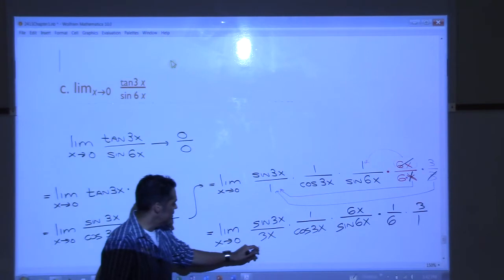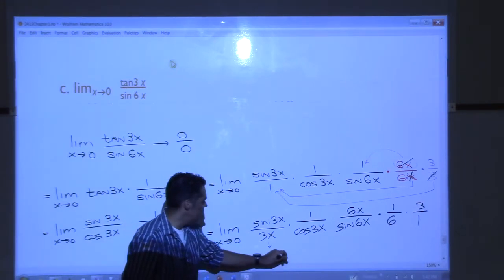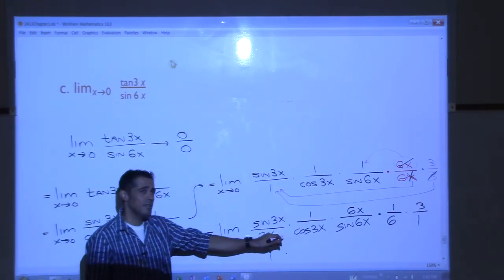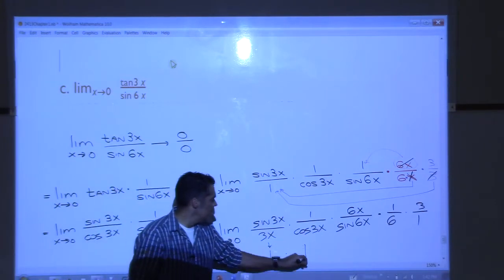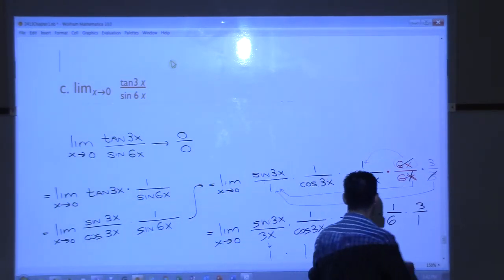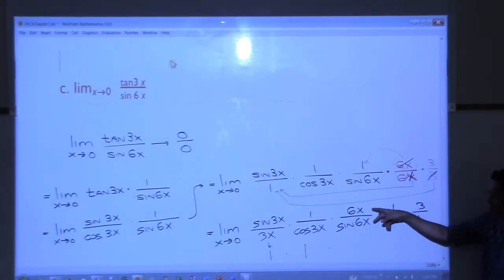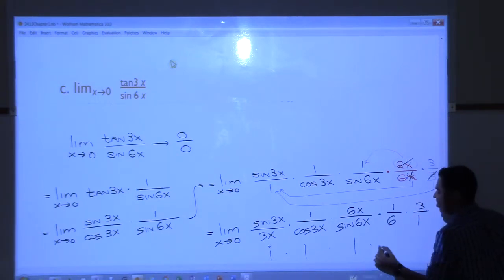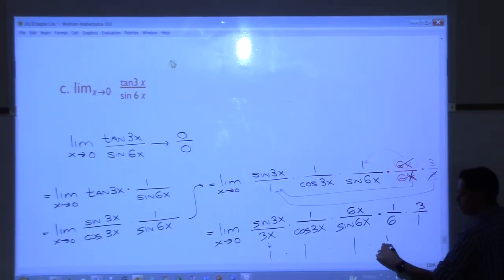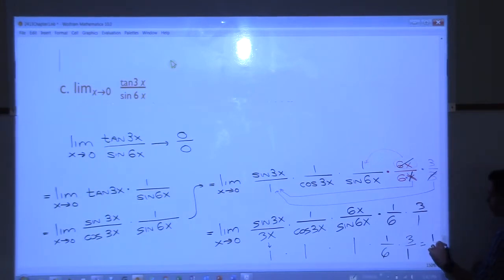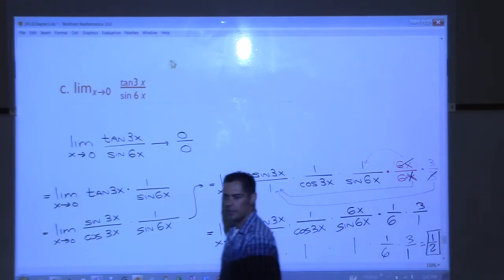What is this going to go to? 1 times, what is 1 over cosine of 0? Cosine of 0 is 1, so that's 1. Times, what is 6x over sine of 6x? If the junk matches and the junk goes to 0, 1. And then these are just numbers, 1/6 times 3 over 1. So your answer is 3/6, which is 1/2. The limit is 1/2.